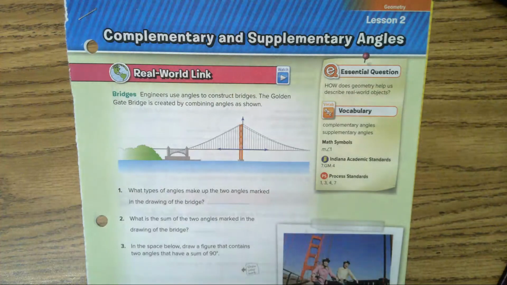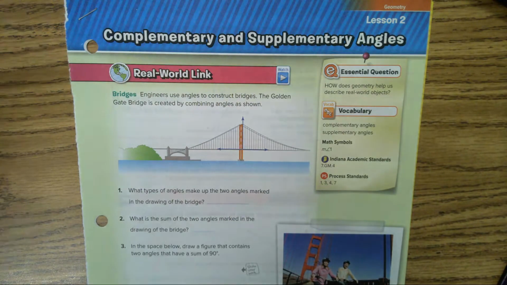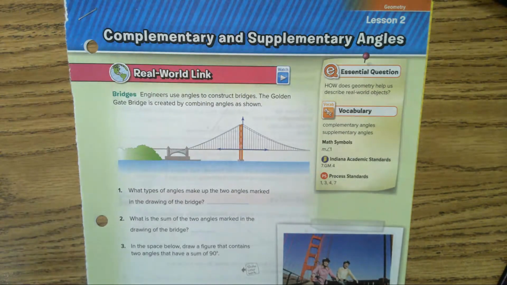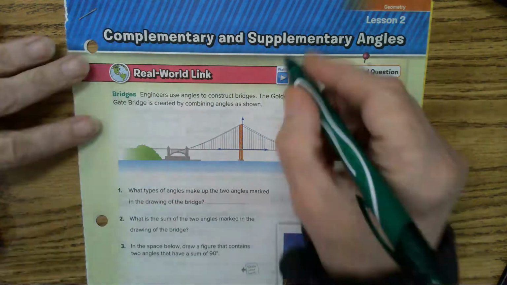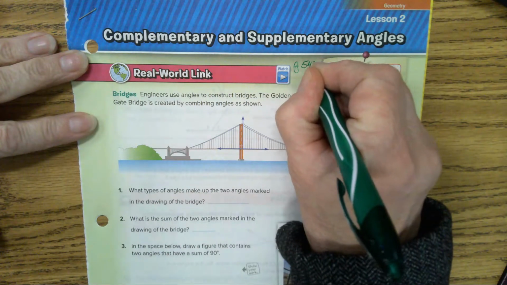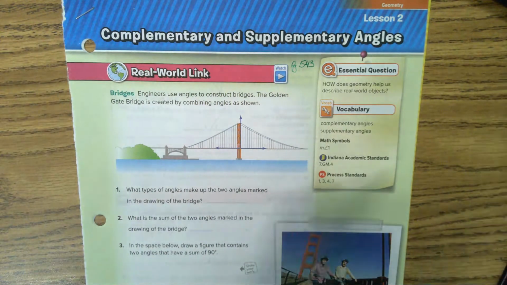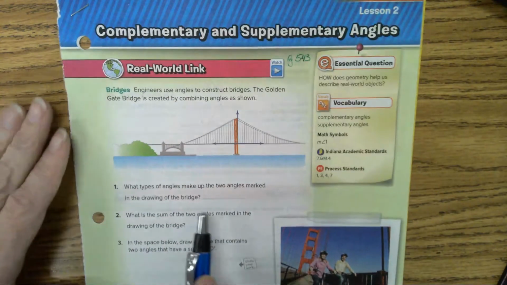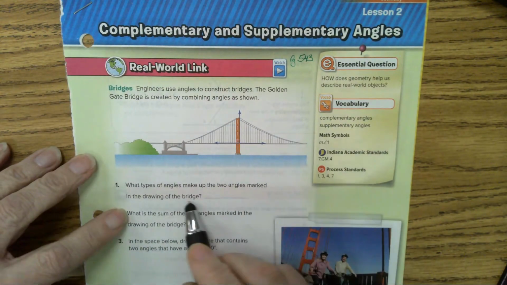And here we are. This is Mrs. Robertson, and we're going to be doing lesson 2, complementary and supplementary angles. This is located on page 543, chapter 7, lesson 2, page 543. All right. Now, what types of angles make up the 2 angles marked in the drawing?